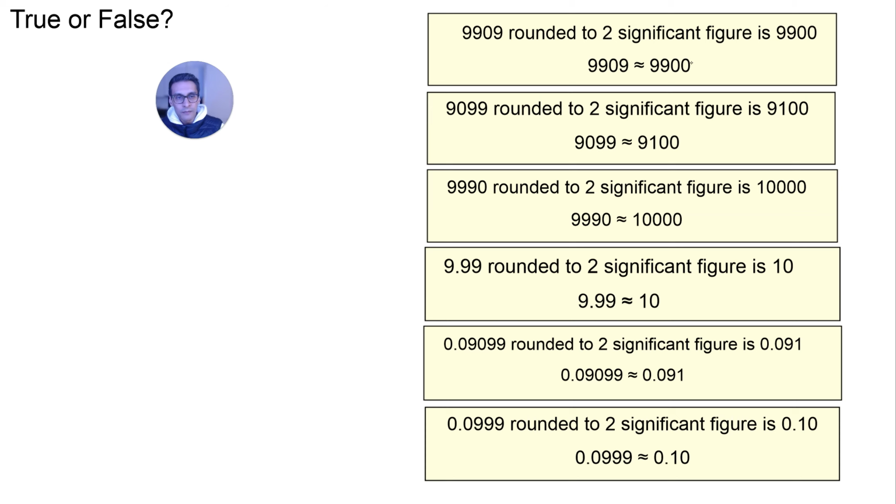Right, so true or false? Have a look through all of these questions and then we're going to go through whether they are true or false. Pause the video and have a go. Okay, so let's go through the answers here. 9,909 to 2 significant figures. It's going to be 9,900. This is correct. This is true. Second question. 9,099 to 2 significant figures is 9,100. This is true because the deciding digit is a 9, so we have to round up.